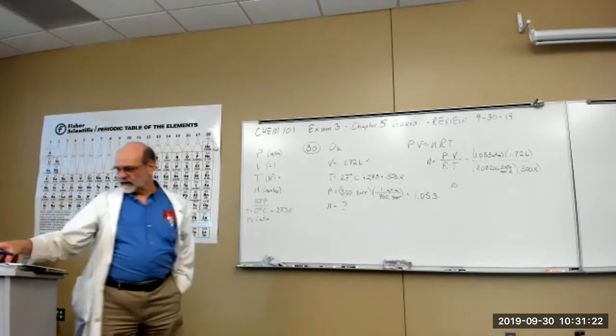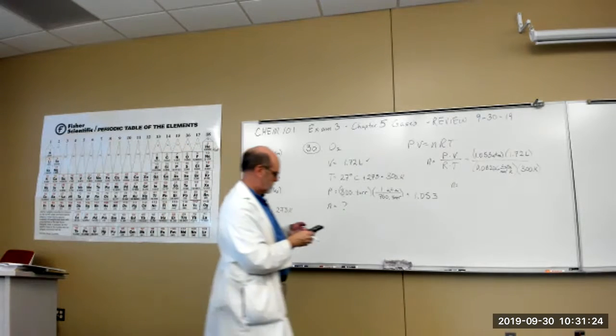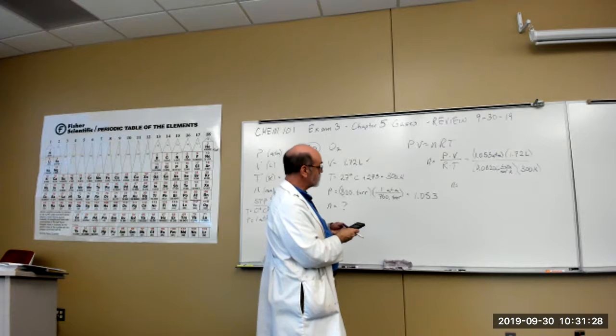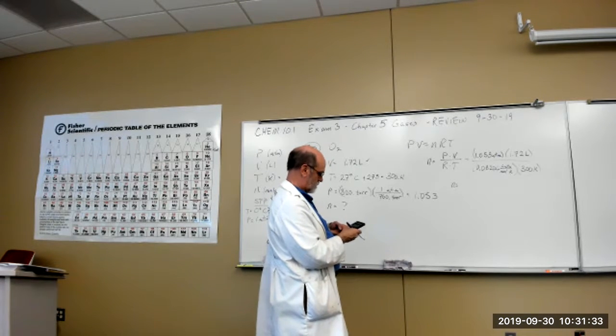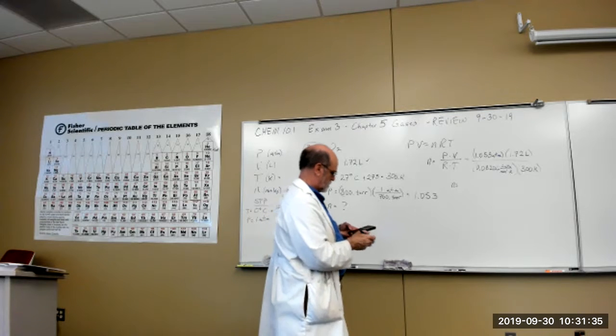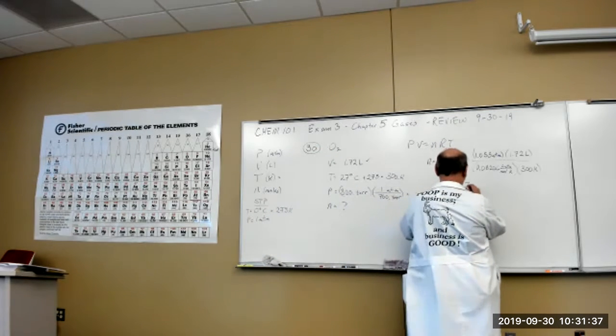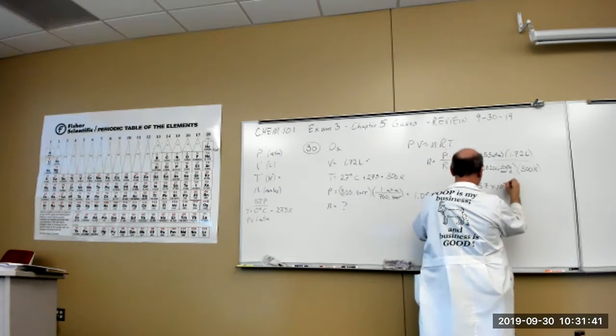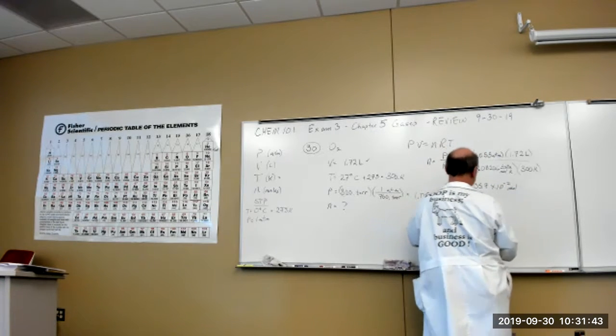There we go. So the number of moles should be 1.053, 1.72, over 0.8206 times 300. I get 7.357 times 10 to the minus 2 moles.